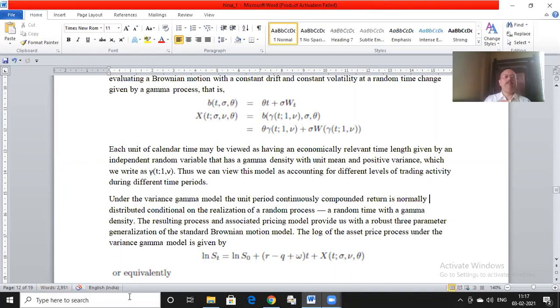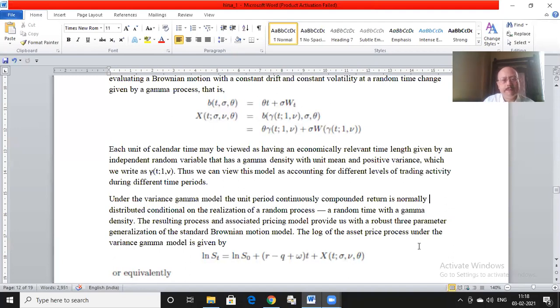So we say that under the variance gamma model, the continuously compounded return is normally distributed, conditional on the realization of a random process. And this random process is basically the random time which has a gamma density. So conditional on that gamma density, I know what I am going to get. And that's how we will evaluate the whole process. So the resulting process and the associated pricing model will give us a 3-parameter generalization of the standard Brownian motion. Remember, this is the standard Brownian motion model. But we have a 3-parameter generalization where this additional parameter came because we had this gamma distributed time, gamma distributed arrivals.